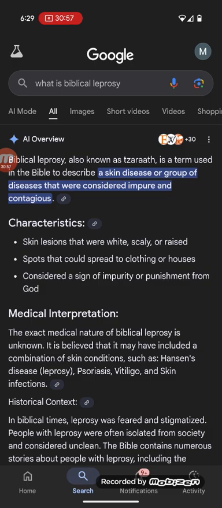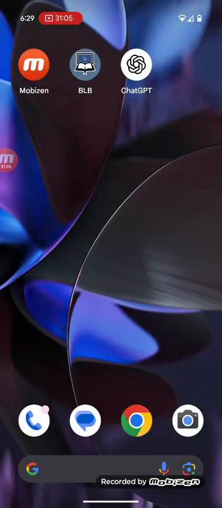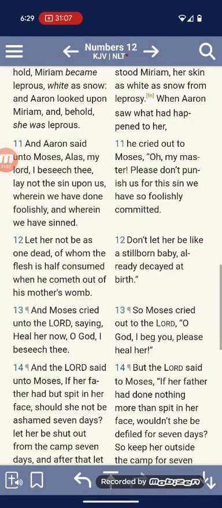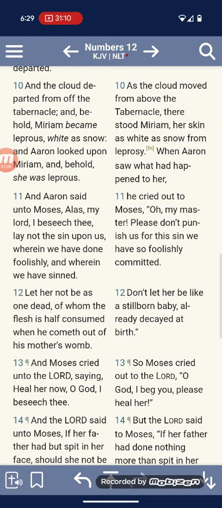And it says it could be lesions that were white, but we can see just from the scripture itself, when we read Numbers 12 and 10, it says Miriam became leprous, white as snow. It tells you exactly right there what happened to her. So it wasn't just areas of her skin. She became white as snow. All right.